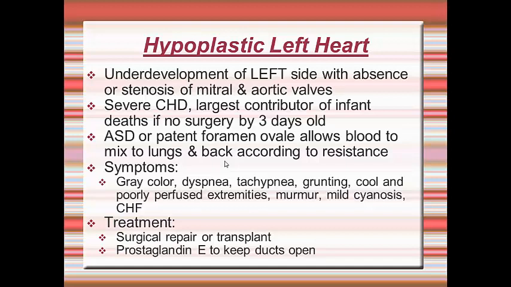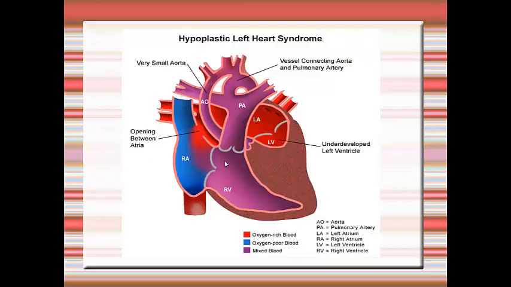And this is a picture of it. There's a very small aorta. There's a vessel connecting the aorta and the pulmonary artery. And you see that little bitty portion up there. Well, you can see the outline of how big the left atrium and the ventricle should be. But you see the red area, and you see that it's definitely very, very small. But that's how it looks.